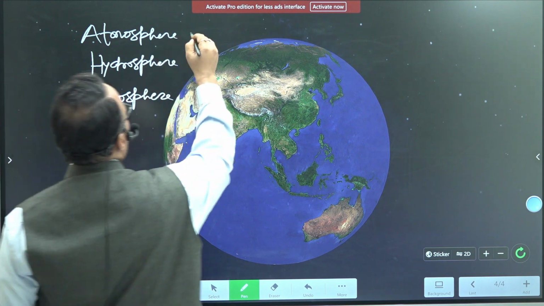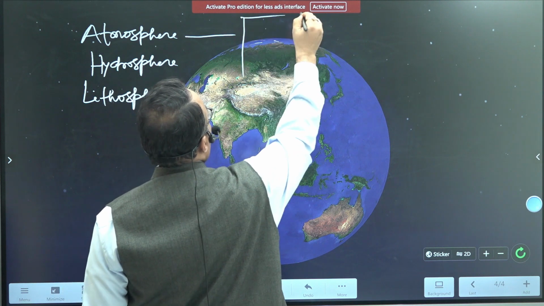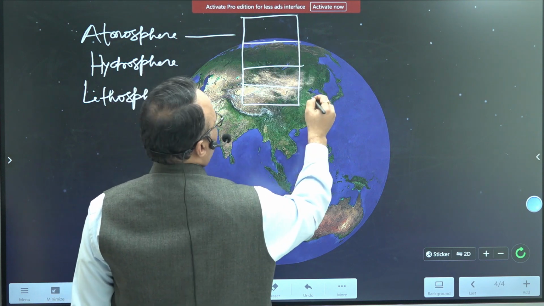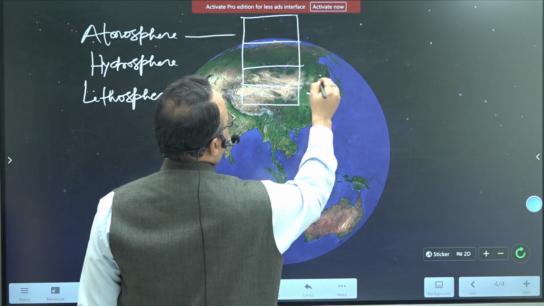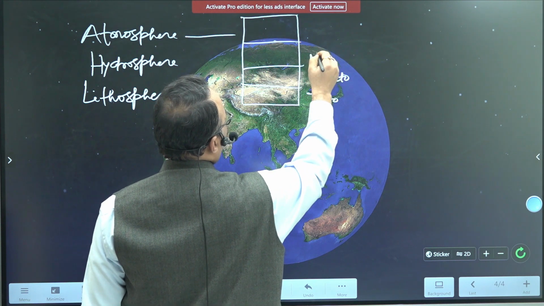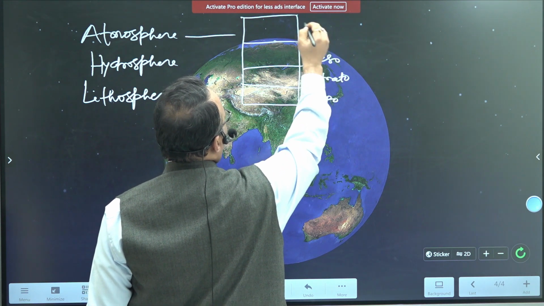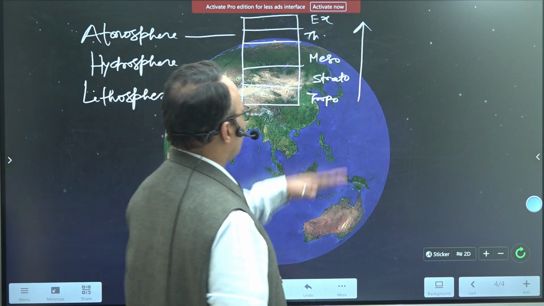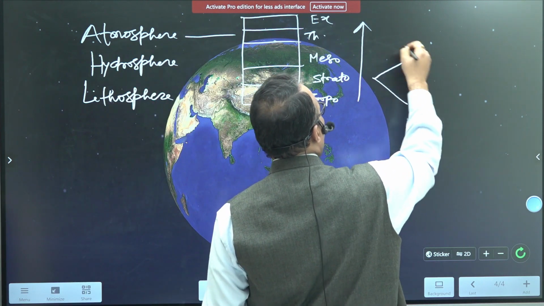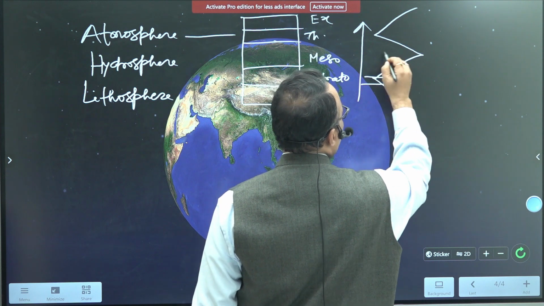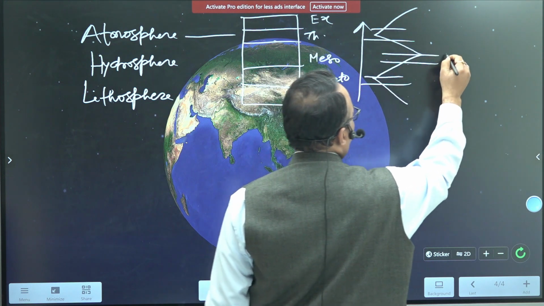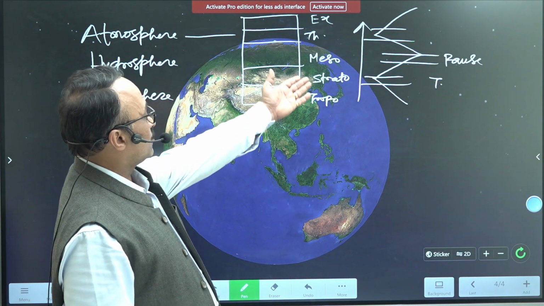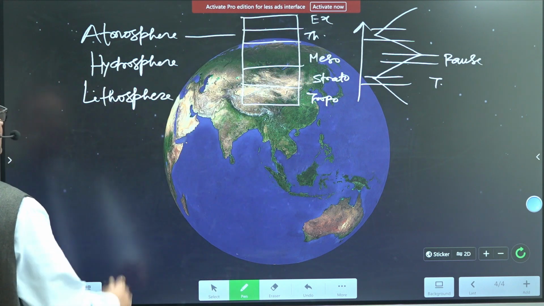In the atmosphere, one more thing you need to understand is that from the surface upward there are multiple layers like this. This is the troposphere, stratosphere, mesosphere, thermosphere and exosphere. Likewise, temperature alternately changes: first it decreases, then increases, then decreases, then increases. These are the transition zones known by different pauses: tropopause, stratopause, mesopause and thermopause. So these are the layers of the atmosphere.